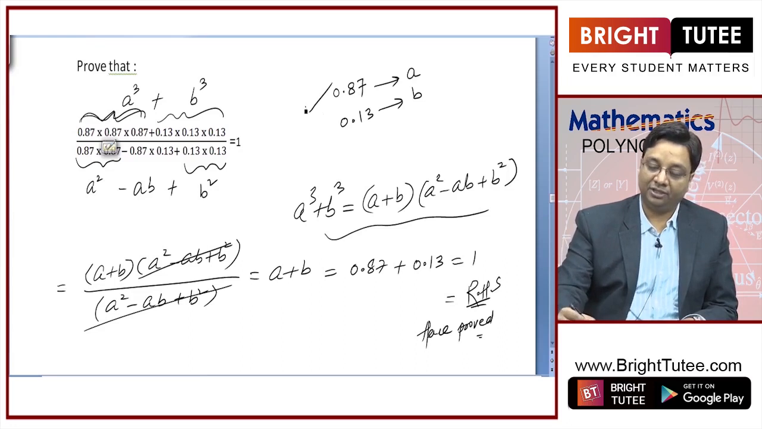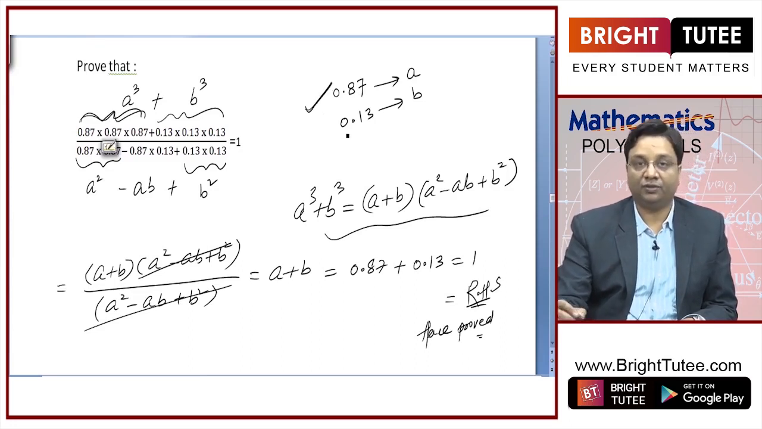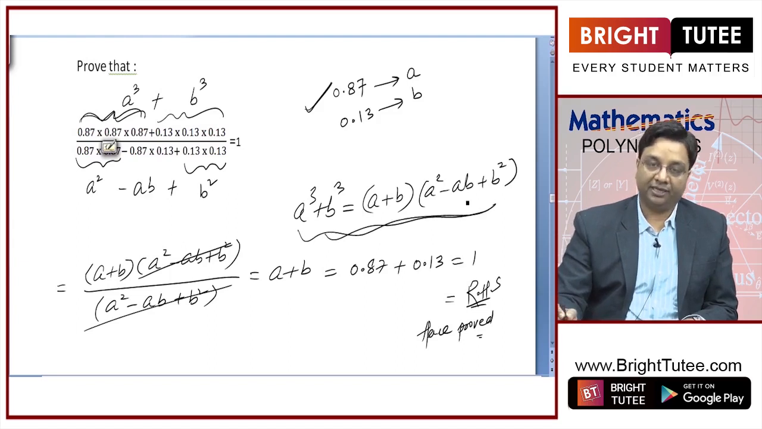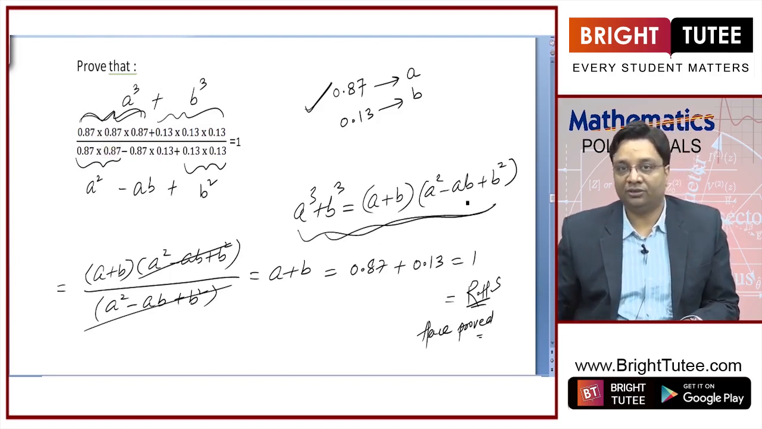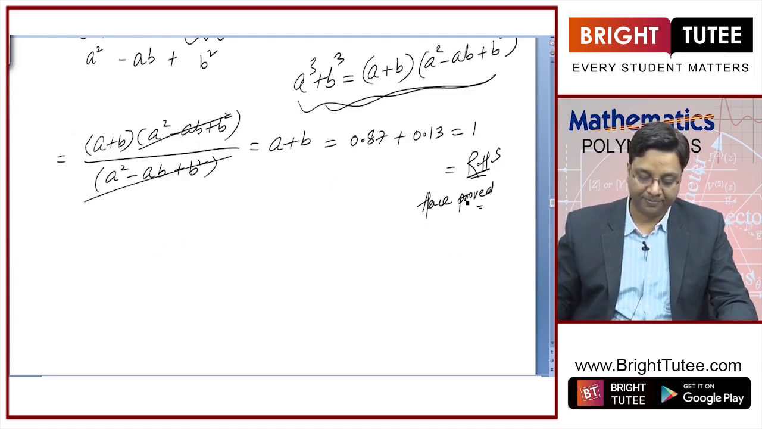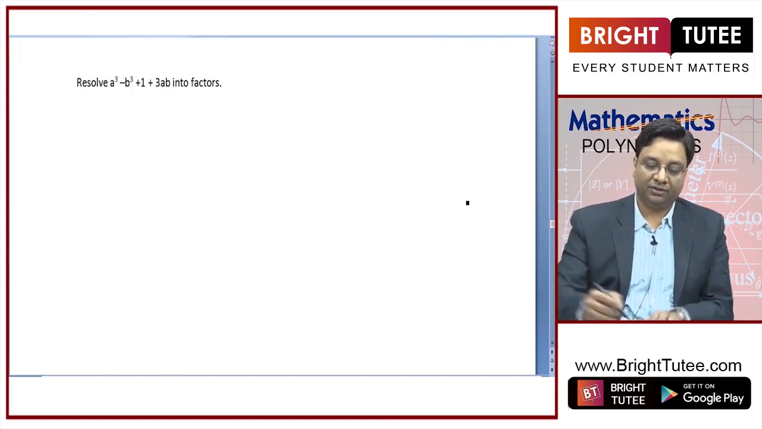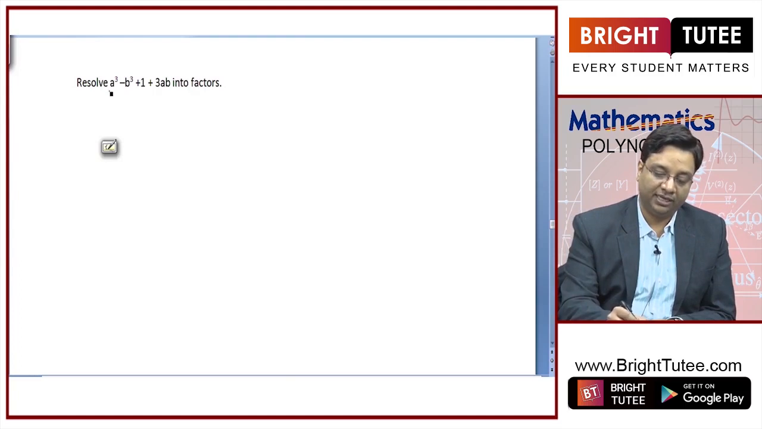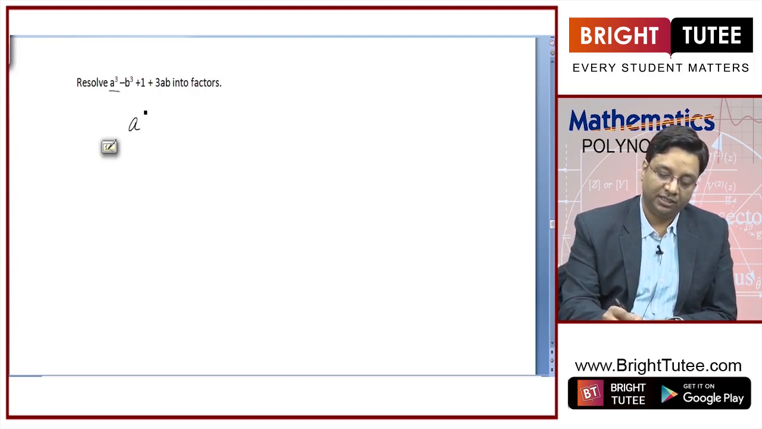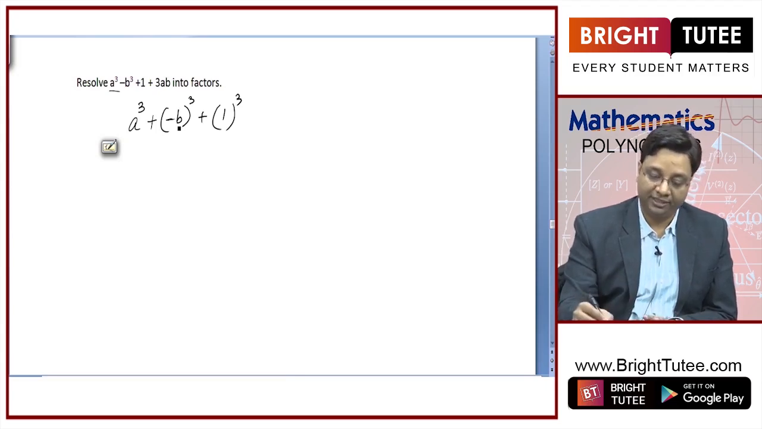So I considered 0.87 as a, 0.13 as b, and then using this formula here we solved this question really easily. Resolve this into factors: a cube minus b cube. Now consider it like this: a cube plus negative b cubed, then plus 1 cubed. So it is the sum of 3 cubes, right?